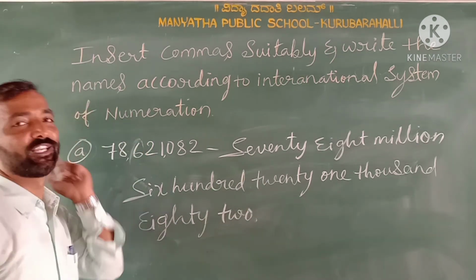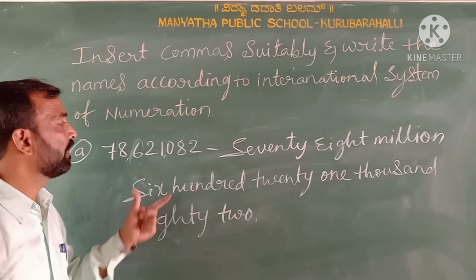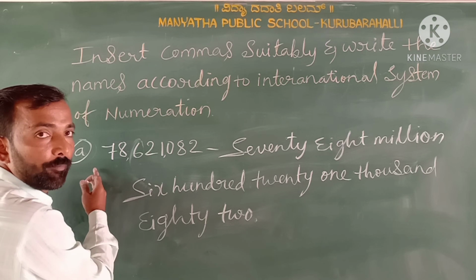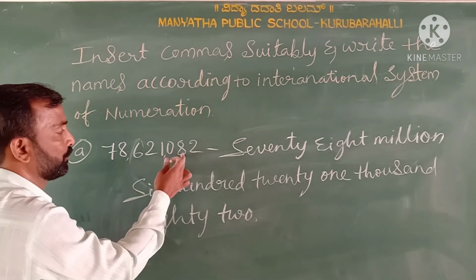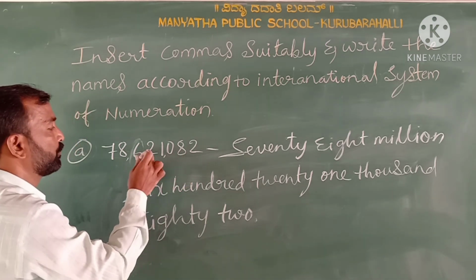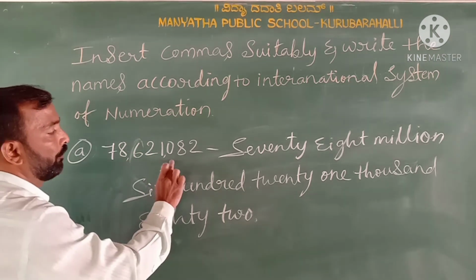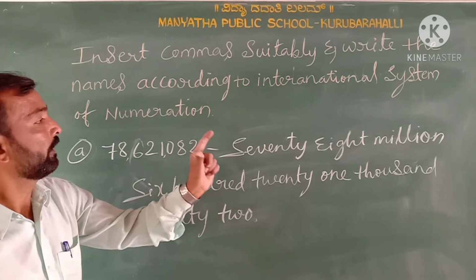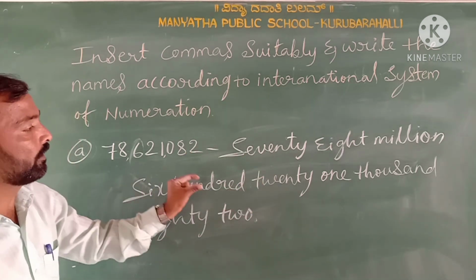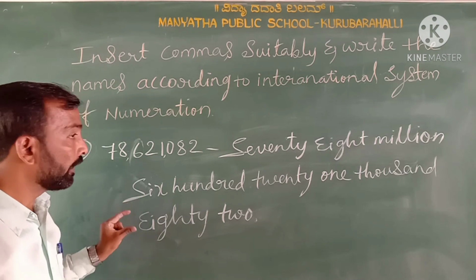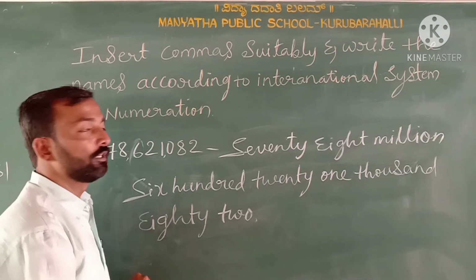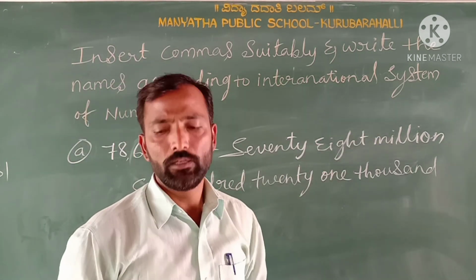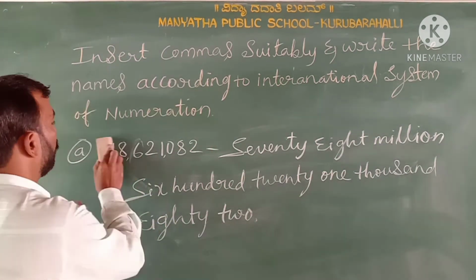It is the solution. See, very simple. For every 3 digits, you should put a comma from right to left. Remember, from right to left. 1, 2, 3. Putting comma. 1, 2, 3. Here comma. That's all. Units group, thousands group, million group. 78,621,082. It is what? It is according to international system of numeration. Here one more example for this problem only. One more example.